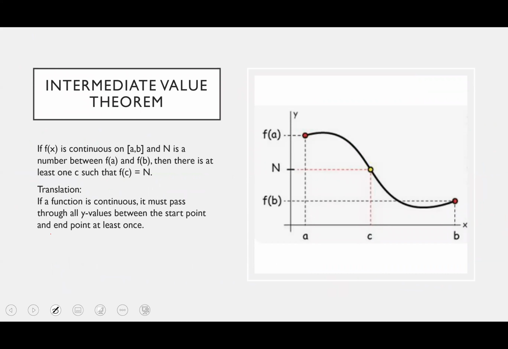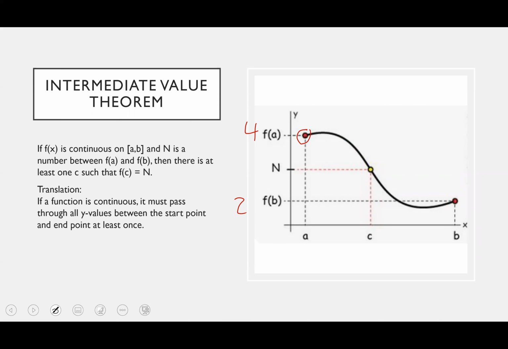Intermediate value theorem. The intermediate value theorem says if we have an interval A and B and we are continuous on our interval, then we must pass through all y values between f of A and f of B. So as long as we start here at y equals 4 and end here at y equals 2, and our function is continuous, we have to pass through every y value between 2 and 4 at least once.